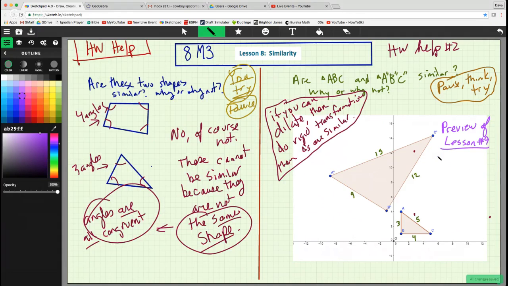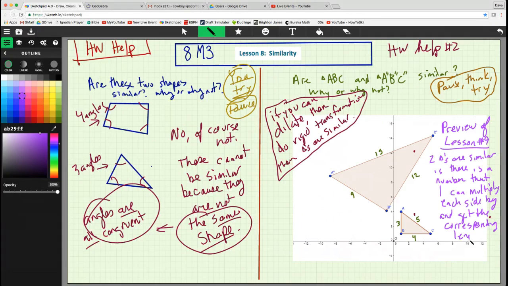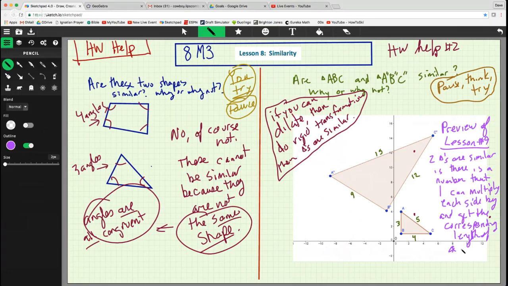And that basically says two triangles are similar if there is a number that I can multiply each side by and get the corresponding length of a side on the other triangle. Okay? And so what is that number?